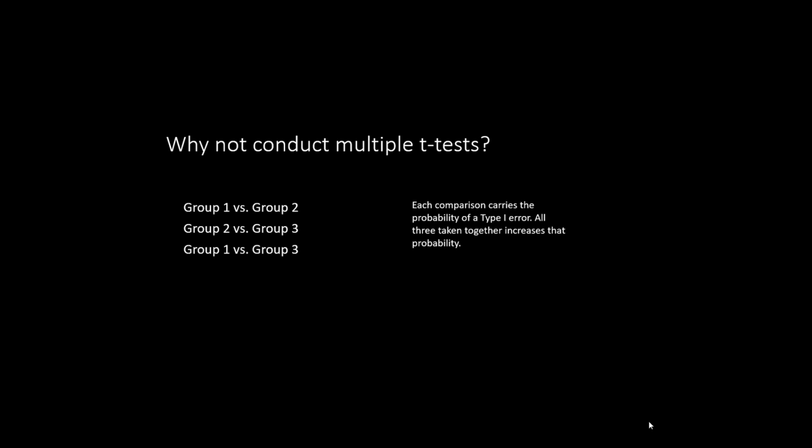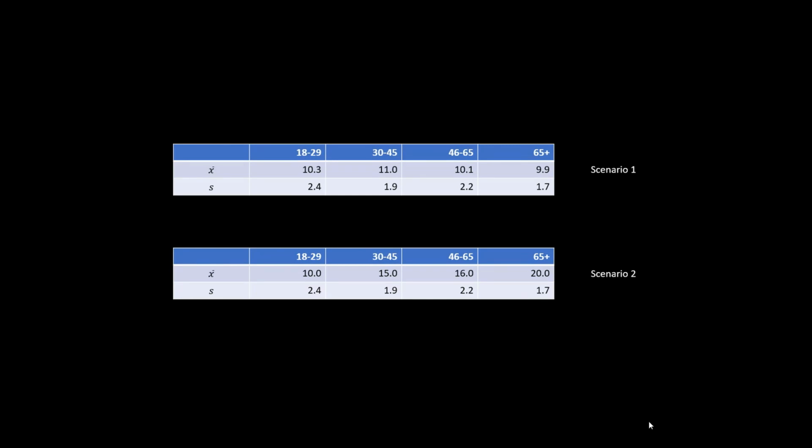Let's take a look at an example. Here are two separate scenarios. Let's say this is a study about age differences and attitudes towards capital punishment. A high score indicates more favorability towards capital punishment. A low score indicates less favorability. In scenario 1, the mean scores are fairly similar across our four age groups. It doesn't seem that there's much variation between the groups. Since the means are similar, this should be obvious. Note the row that shows the standard deviations. These are the standard deviations within each group.